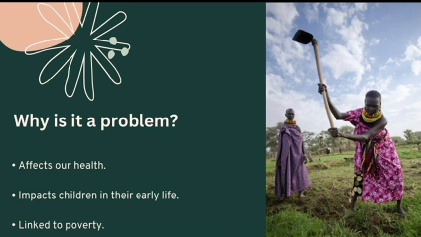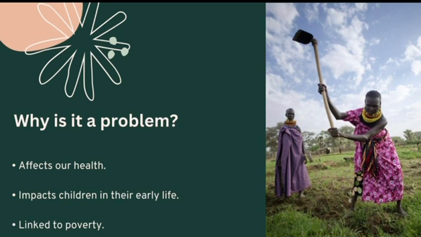Second point is that it impacts children in their early life. When children are going through malnutrition in their early life, this could have lifelong effects, and it's very critical to raise the next generation in a healthy way, because they're going to be the ones taking our place. So the fact that it impacts children in their early life is also a very big problem.